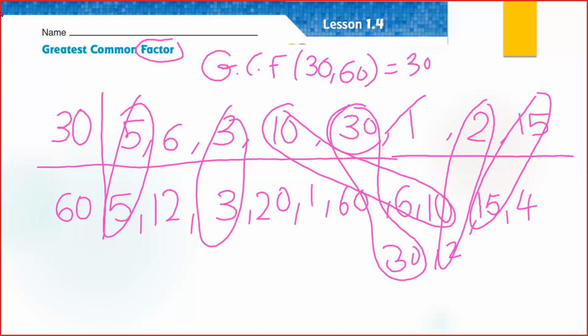Did you understand? This is the idea of our lesson. You have to find, or write, the factors of each number. Then you have to find the common ones, then the greatest of the common. Yes, the greatest common will be the GCF.